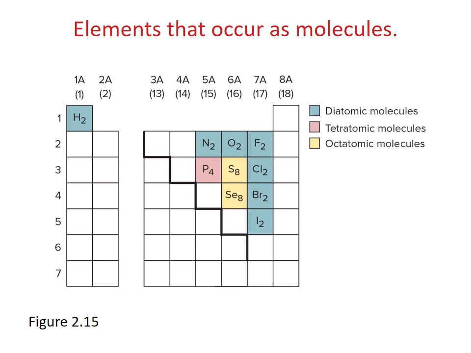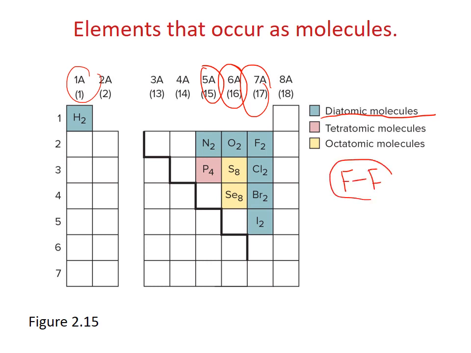Elements that occur as molecules are nonmetals. These include group 7, group 6, group 5, and hydrogen in group 1. In group 7, elements appear as diatomic molecules. Diatomic means two atoms combined form a molecule. So fluorine, chlorine, bromine, iodine.